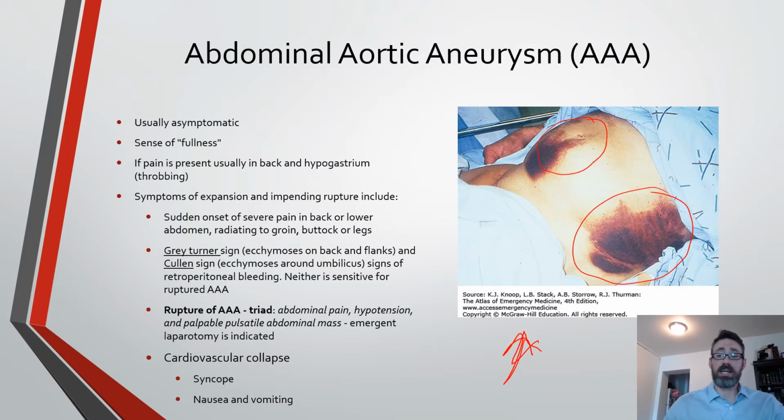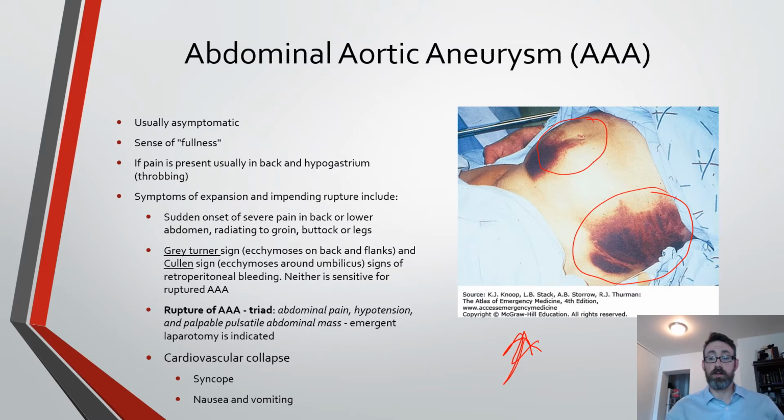And so this can be a sign of retroperitoneal bleeding, since that's where the aorta is located. However, neither is actually sensitive for the rupture of the abdominal aortic aneurysm, but it's something to keep in mind, especially on a physical exam with other clinical suspicion.